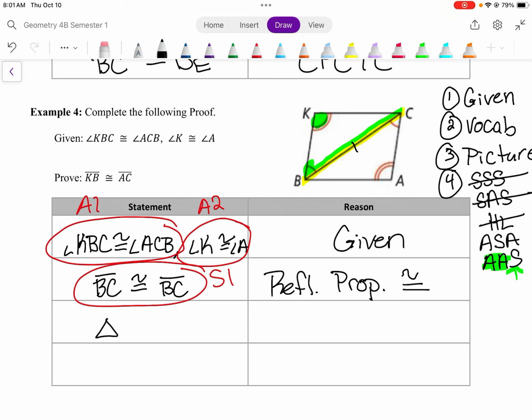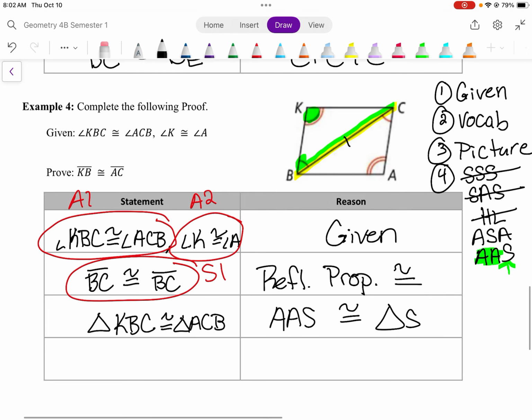So we can say triangle KBC is congruent to triangle ACB. And that one was angle, angle, side of congruent triangles. Once we have the triangles congruent, that is when we're going to use our last step, CPCTC.